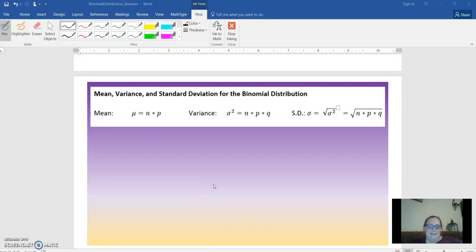All right, everybody. So let's do mean, variance, and standard deviation for the binomial distribution. My dog's like, no, it's not.